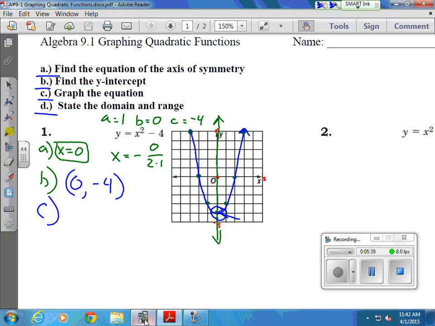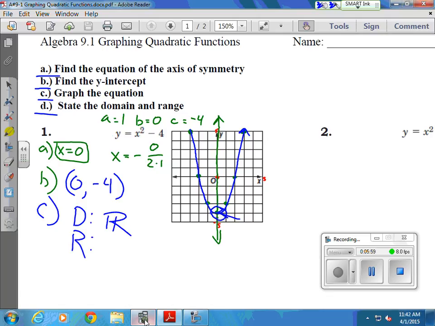State the domain and range. Domain, are there any walls left or right that I can border this parabola and be able to say this parabola doesn't get any wider than this? No walls. This parabola doesn't have any walls. All real numbers.